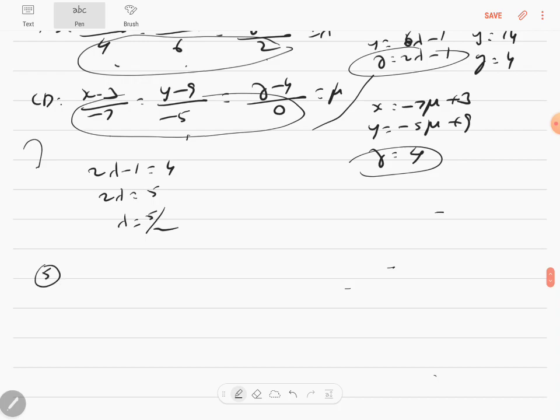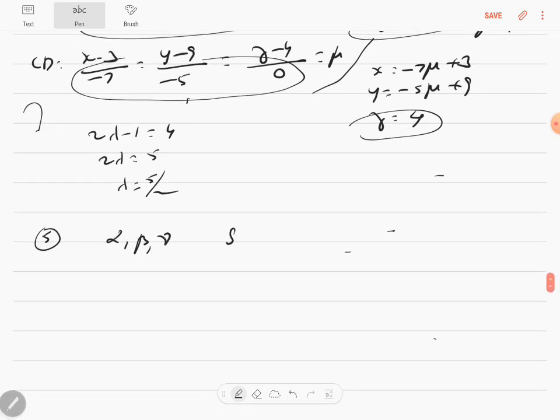If the line makes an angle alpha, beta, gamma with the x-axis, y-axis, z-axis respectively, find sin square alpha plus sin square beta plus sin square gamma. Repeated board exam question. Okay?